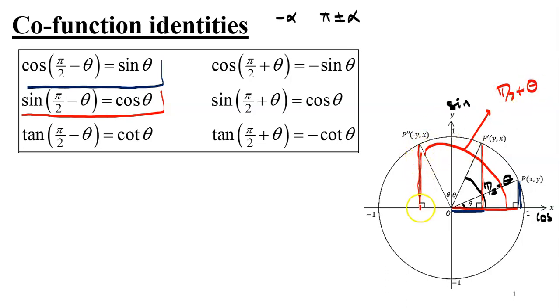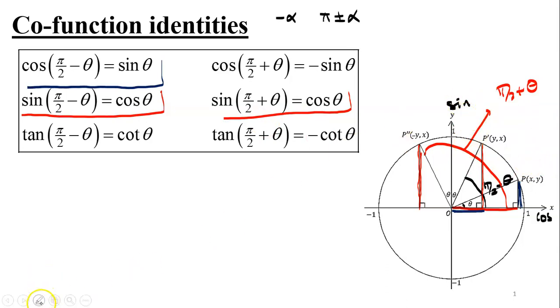And you'd notice that the ordinate of the corresponding point is in fact equal to the abscissa of point P, which leaves me with cosine of theta equals sine of pi over 2 plus theta.